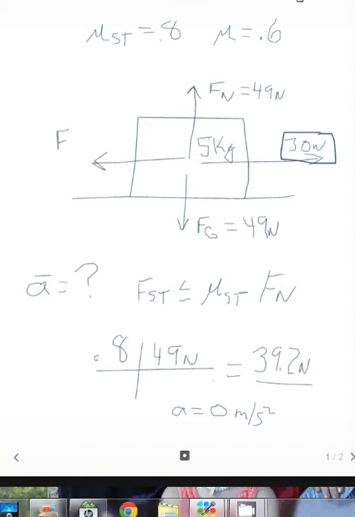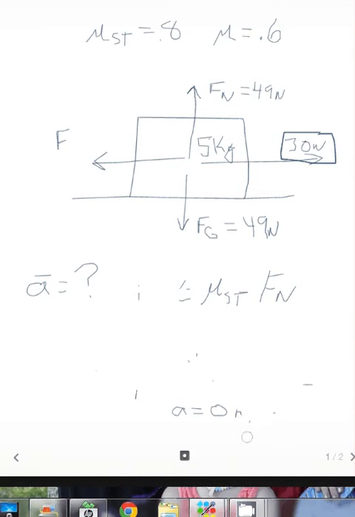I'm sorry, the acceleration is 0. It's not moving. Now, with that said, we also know this. We know that the sum of the forces equals mass times acceleration. So I'm just going to make myself some room here. And Newton's second law tells us that the sum of the forces equals mass times acceleration.